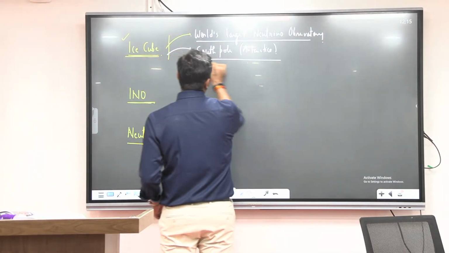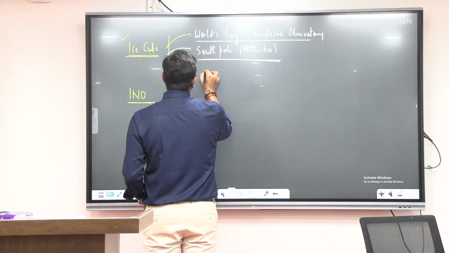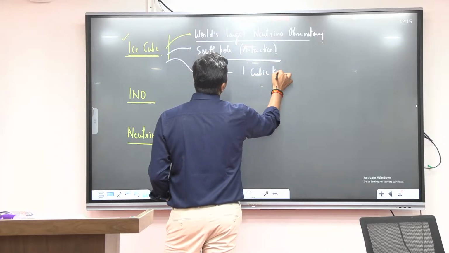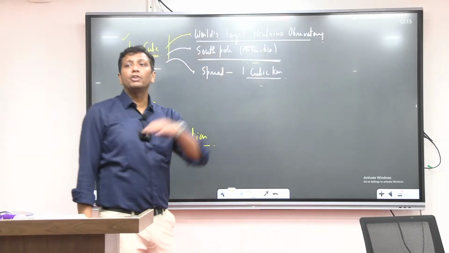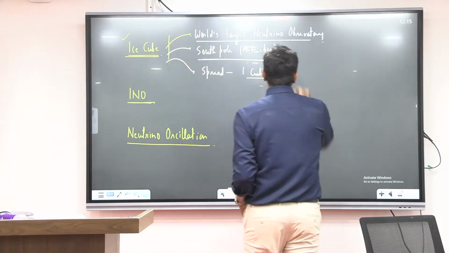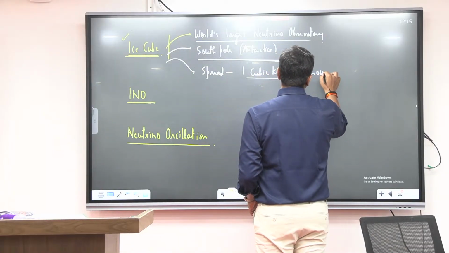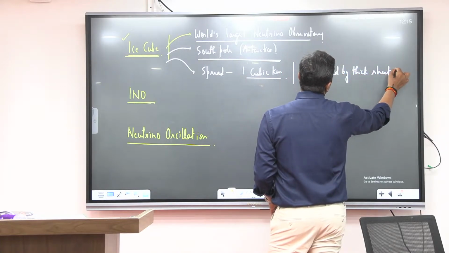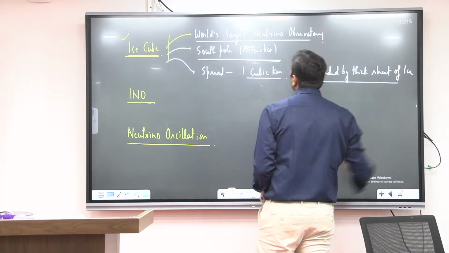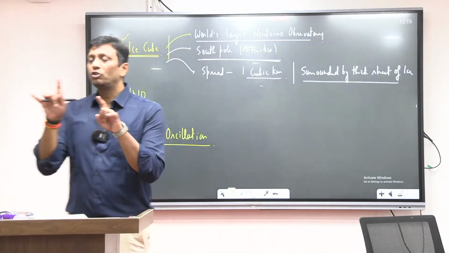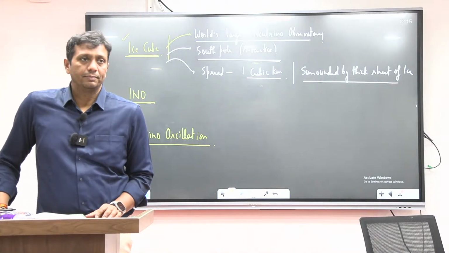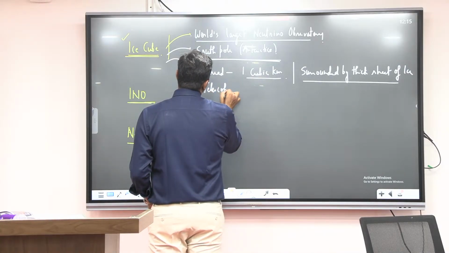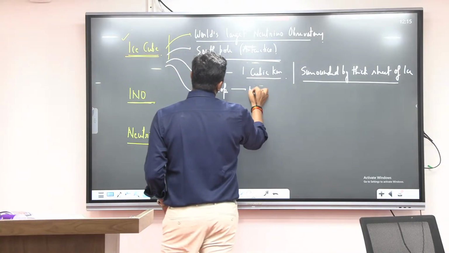Our question is why it is called ice cube. It is spread over 1 cubic kilometer area and surrounded by a thick sheet of ice. Of course, guys, it's a polar region, so massive ice will be there. In this area there is a telescope, the ice cube telescope.